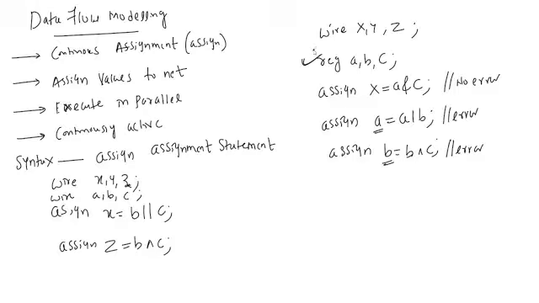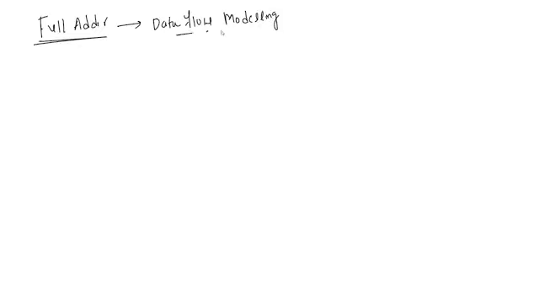Next, suppose I want to write the code for the full adder circuit. I think you know the full adder, which you designed in digital. How do you write the full adder using data flow modeling? The circuit will look like this.